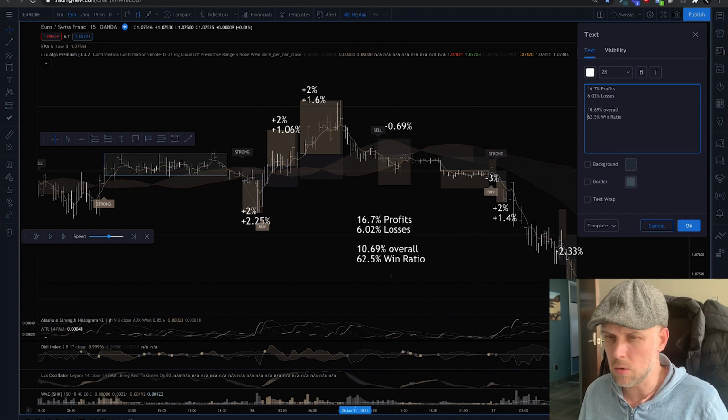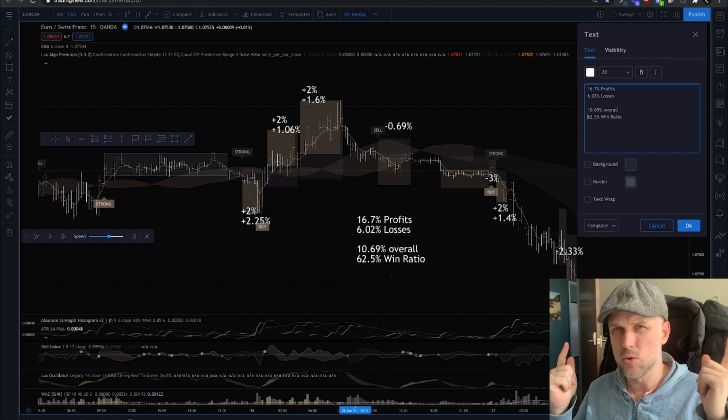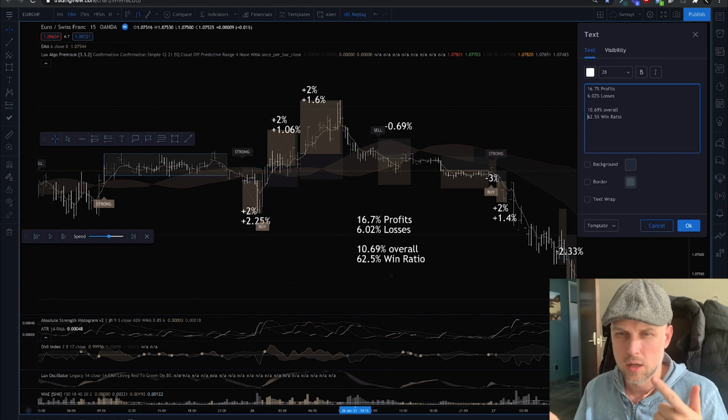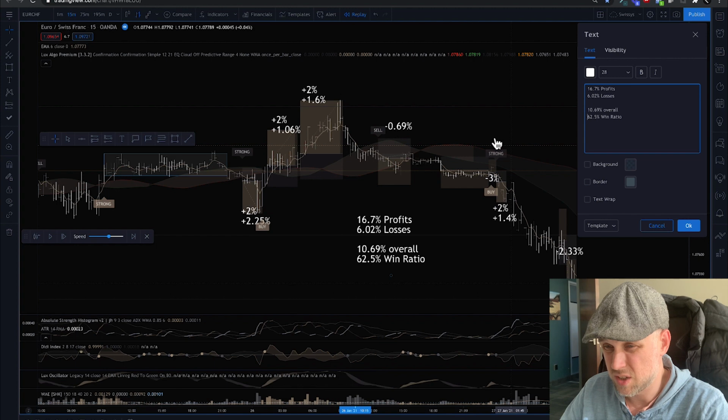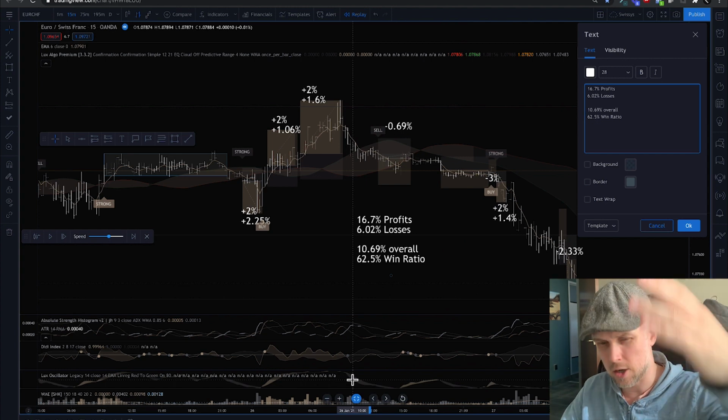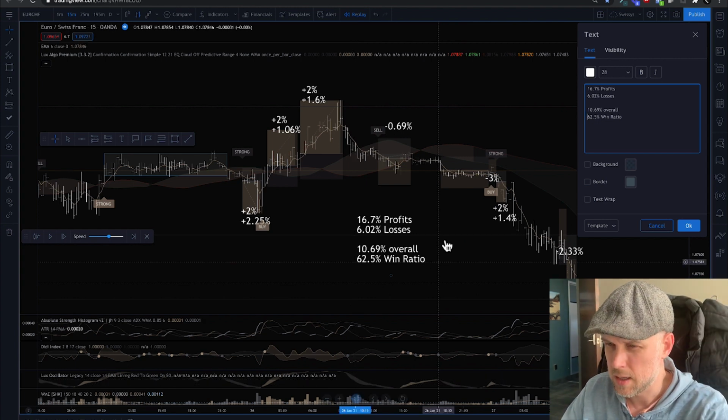There is a 62.5% win ratio on the Euro Swiss franc on a 15-minute chart using the dumb trading strategy and Lux Algo, because Lux Algo really helps out, gives us that extra confirmation. You know, of course, the oscillator, that's a huge help as well.